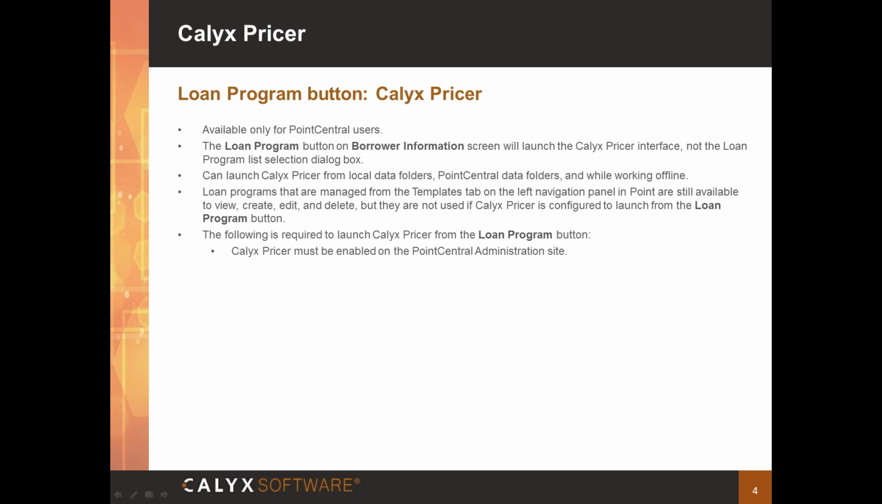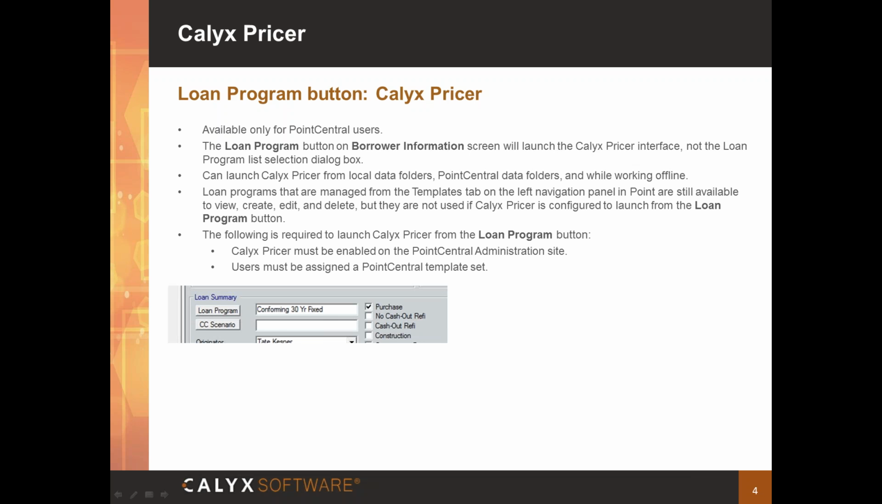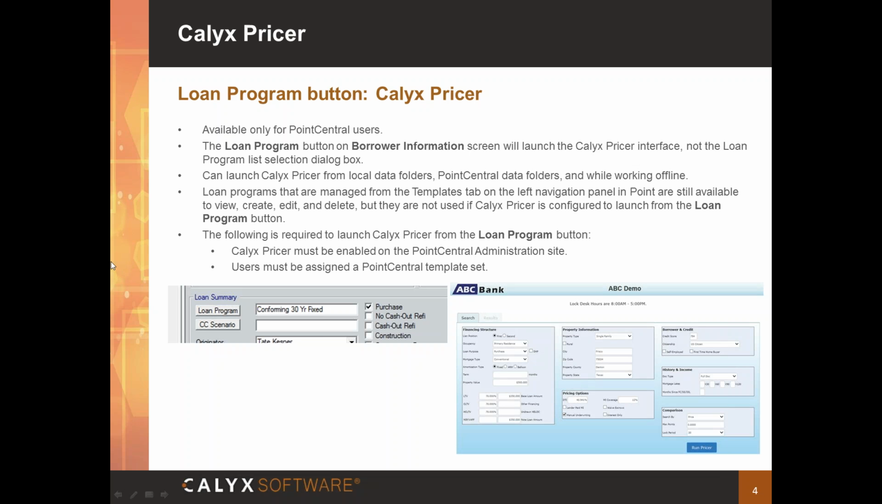The following is required to launch the Calix Pricer from the Loan Program button. Number one, Calix Pricer must be enabled on the PointCentral administration site. And number two, users must be assigned a PointCentral template set. With that, you will be able to go straight to the Loan Program button and click it, and it will launch the Calix Pricer site.